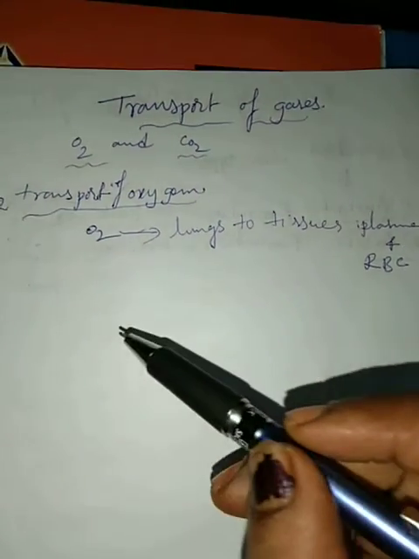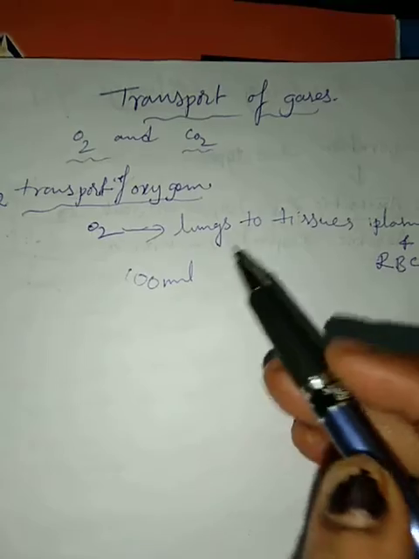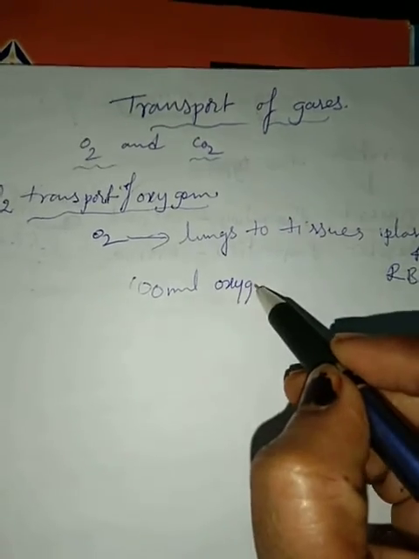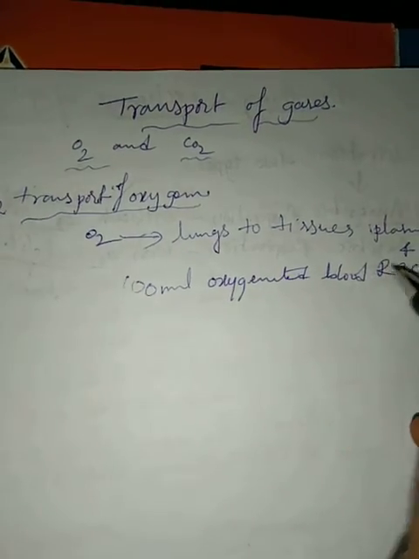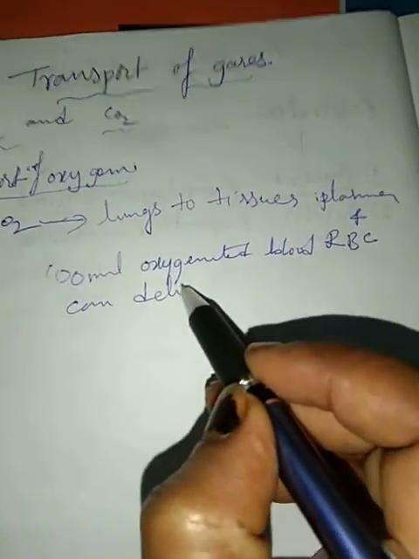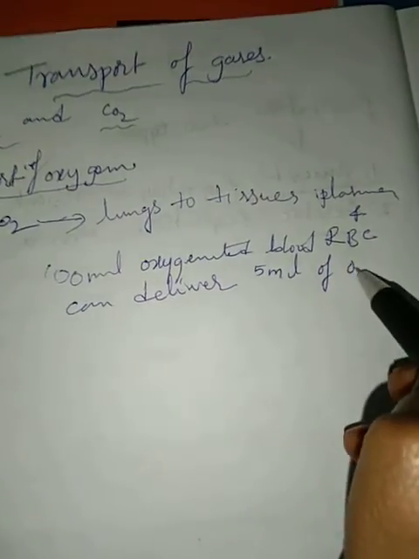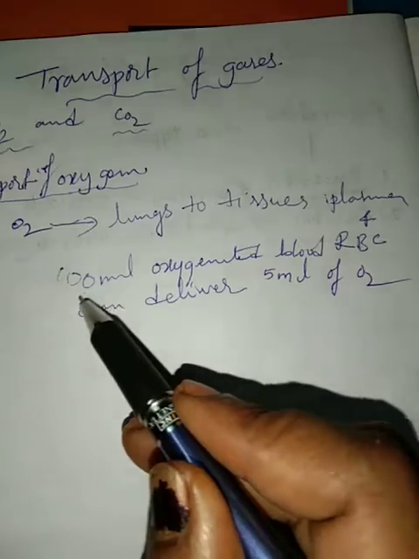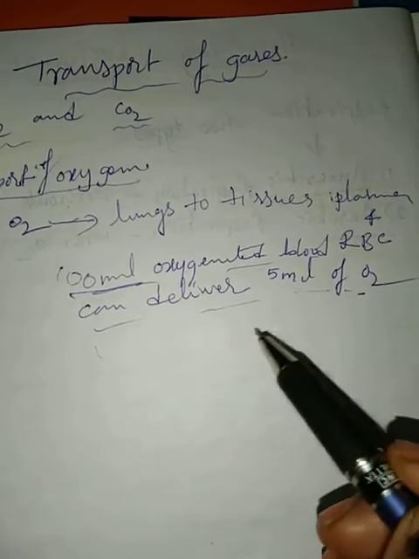Okay, so 100 ml of oxygenated blood can deliver 5 ml of O2.